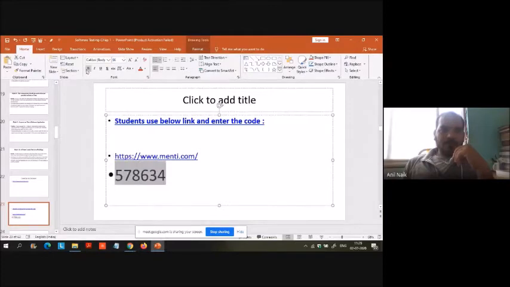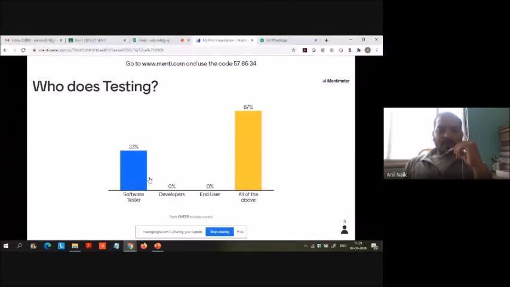Use this code at menti.com and log in with this particular code, 578634. Okay, a few students are logging in. Go to menti.com and use the code 578634. So now the people are changing the answers.